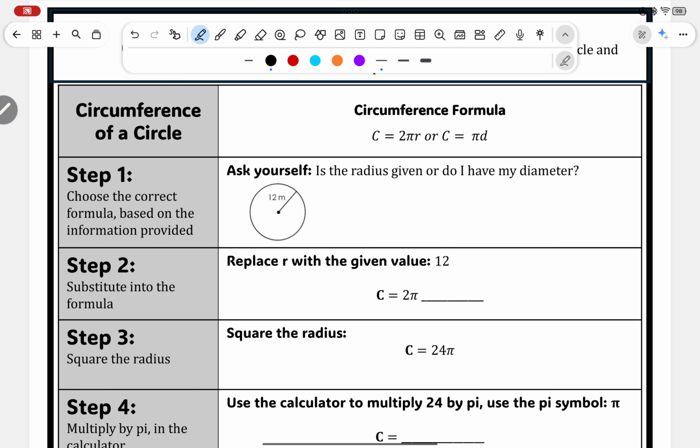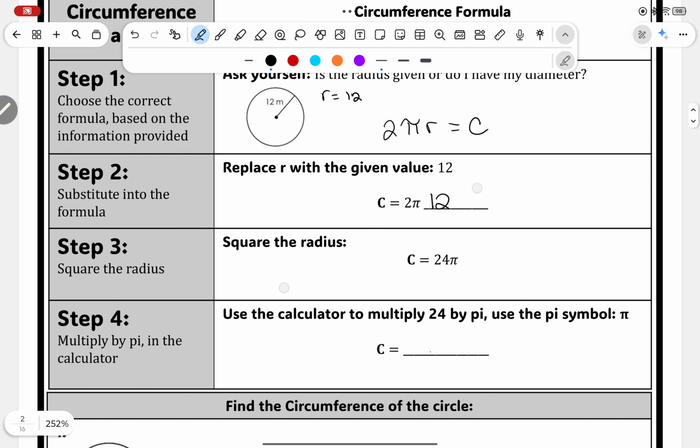So I have a radius. So my radius is equal to 12. So that tells me I'm going to use my 2 pi r equals my circumference formula. And once I identify that, I can plug in my 12 in place of my radius. And then I can multiply 2 times 12, which is going to give me 24 pi.